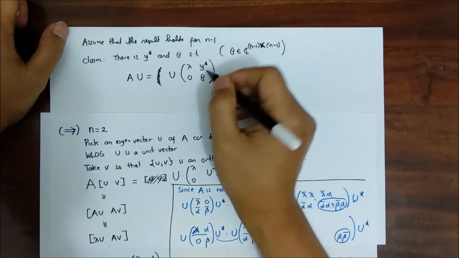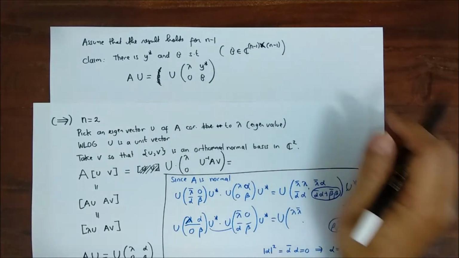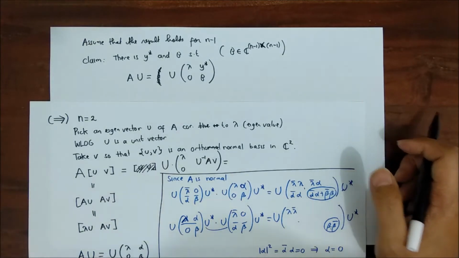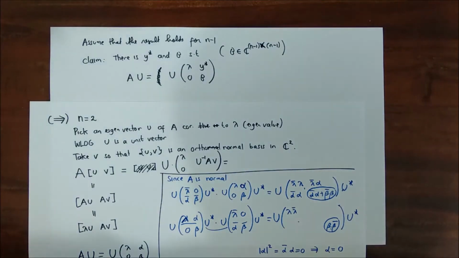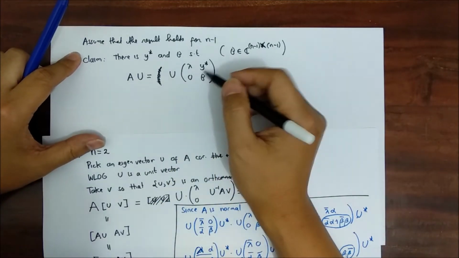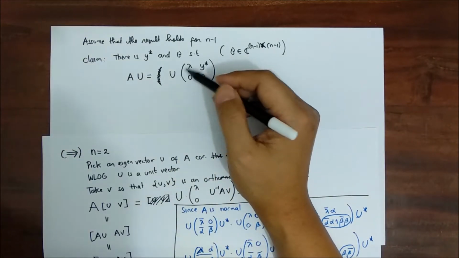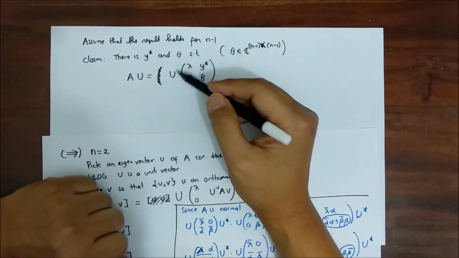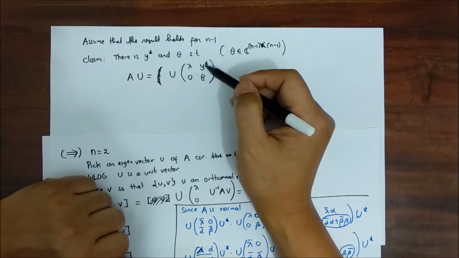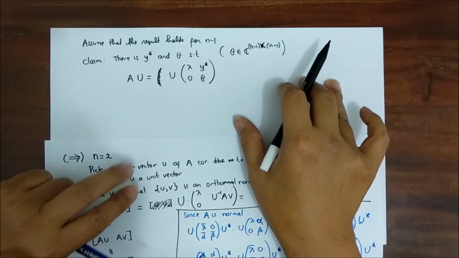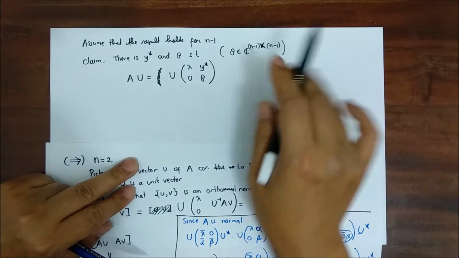And it follows that this y star is a row vector, a matrix of size 1 by n minus 1. So, okay, we claim that we can write A U as U times this for some y star and B. Okay, how do we do that? It is similar to what we just did.